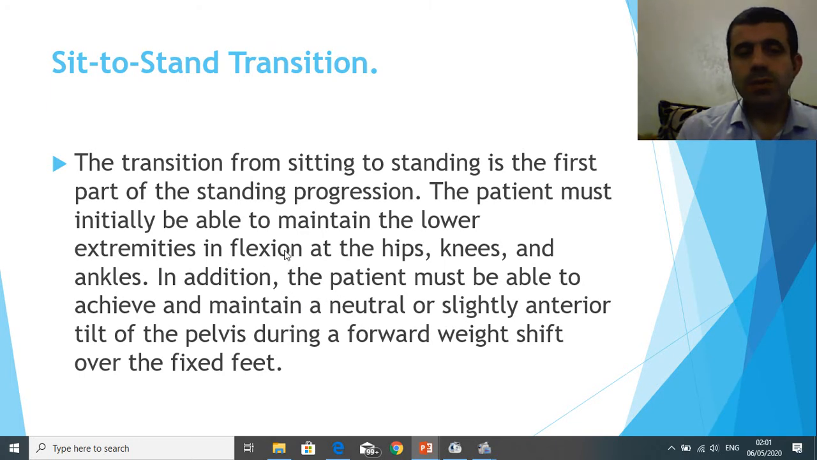So the patient must have flexion at the hips, knees and ankles, we examine for flexion. In addition, the patient must be able to achieve and maintain a neutral or slightly anterior tilt of the pelvis during a forward weight shift.